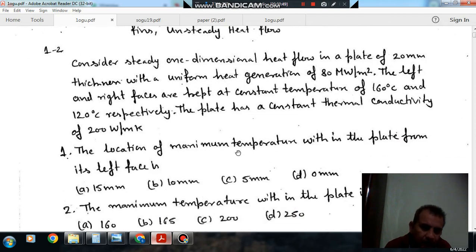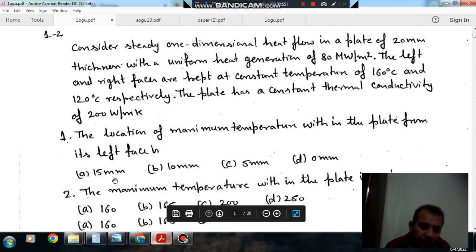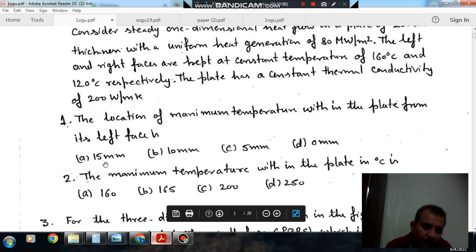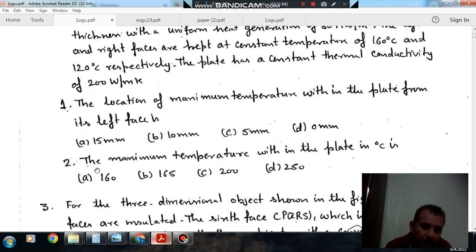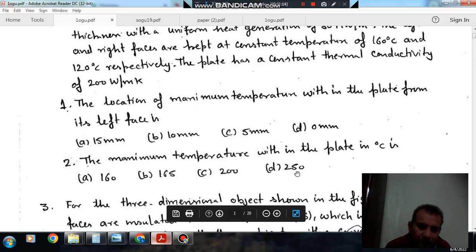Question number 1: the location of the maximum temperature within the plate from its left face is option A 15 mm, option B 10 mm, option C 5 mm, option D 0 mm. Question number 2: the maximum temperature within the plate in degrees Celsius is option A 160, option B 165, option C 200 and option D 250.